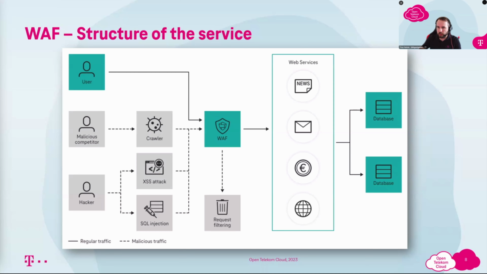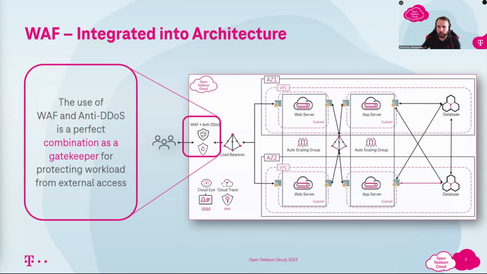Crawling is one difference. You can also enable crawling so that you are listed, for example, in Google search results, but you could also block that. The web application firewall is one part of our portfolio for being a gatekeeper at your borderline. We also offer anti-DDoS as a free of charge service for your elastic IPs, and with that one, you have a perfect combination to protect your workload. So WAF is also integrated in our architecture.